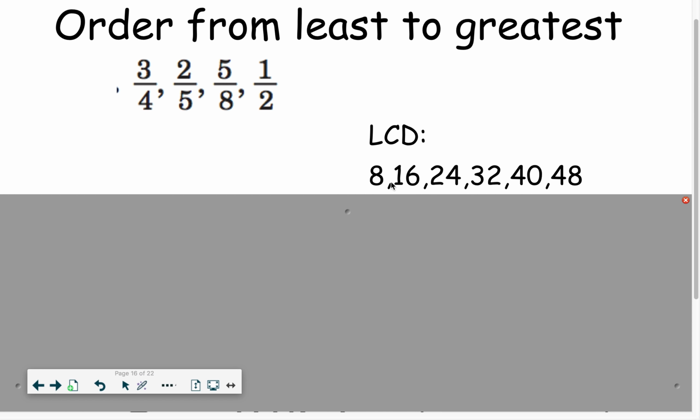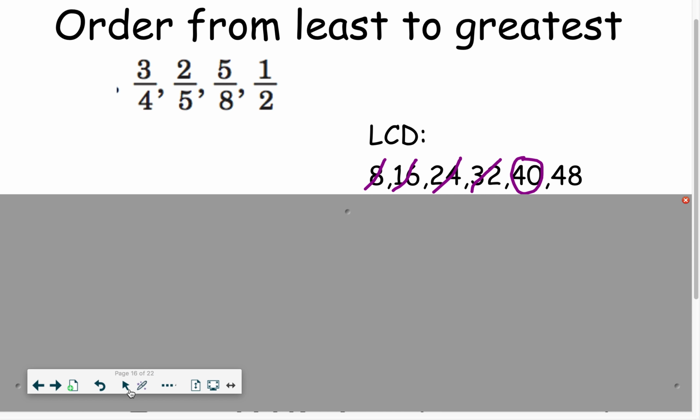Then I move on to 16, and I say, can 16 be divided by 4? Yeah. Can it be divided by 5? No. So we cross that one off. 24 by 4? Yeah. By 5? No. 32 by 4? Yes. By 5? No. 40? Yes, by 4. It can be divided by 5, and it can be divided by 2. So 40 is going to be our LCD.